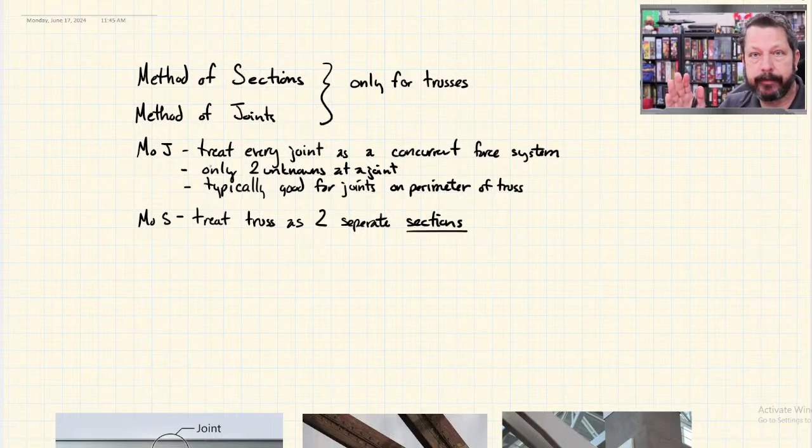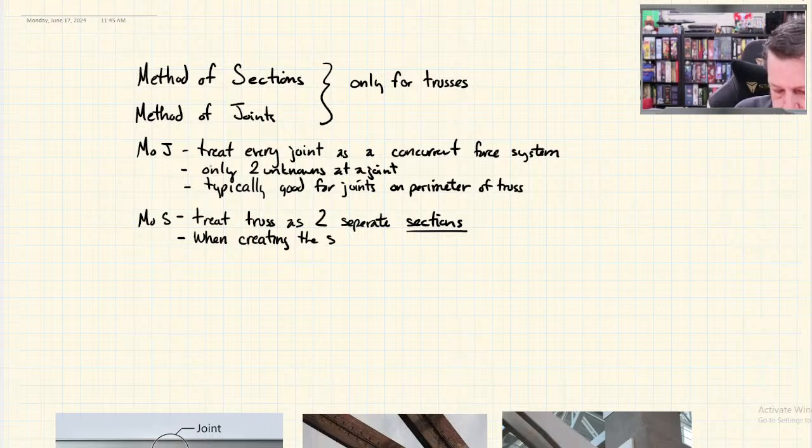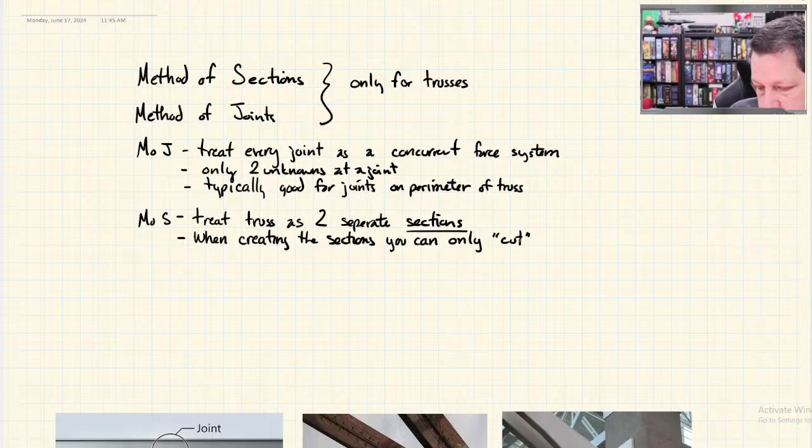So you basically find somewhere you want to cut the truss apart and you cut it completely into two separate sections. Now, one little rule for that is that when creating the sections, you can only cut through three pieces. And I'll put cut in parentheses. You don't actually cut the thing apart. You just draw a free body diagram.